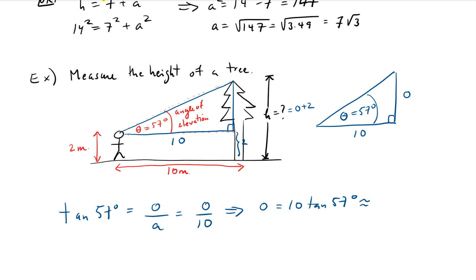And using your calculator, make sure it's set in degrees, you get 15.4 meters approximately. So the height of the tree, maybe I should have used height instead of h, it's confusing, it's not the hypotenuse obviously. So height is going to be 2 meters plus 15.4 meters, so that's 17.4 meters high.